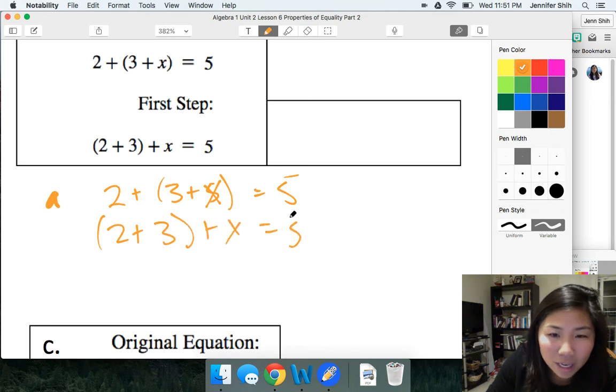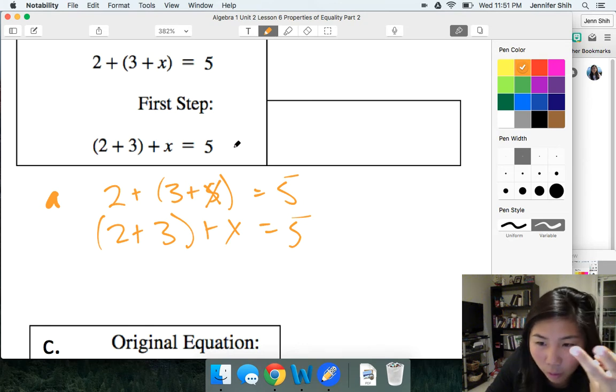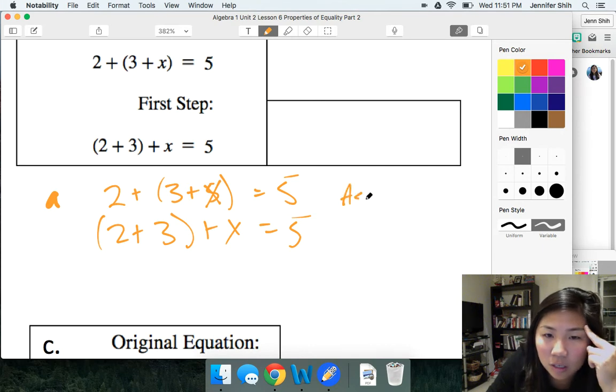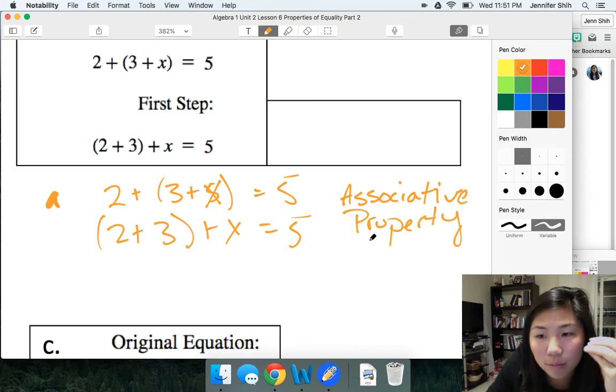And then you're going to write, what did I do? So as you're writing, you think, what was different between the first step and the next step? And you're like, oh, they grouped 2 and 3 together. We didn't switch anything around. Nothing was switched. We just grouped 2 different ones. So this is the associative property. Then you write associative property and you say it quietly under your breath to practice saying it, associative property.